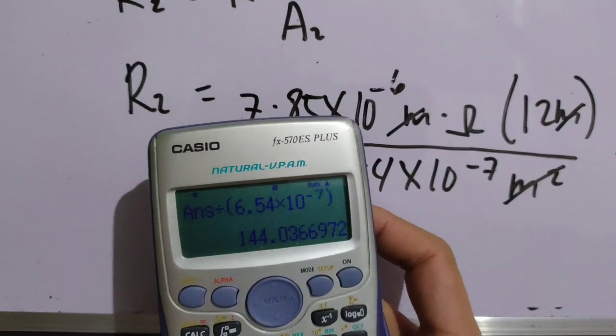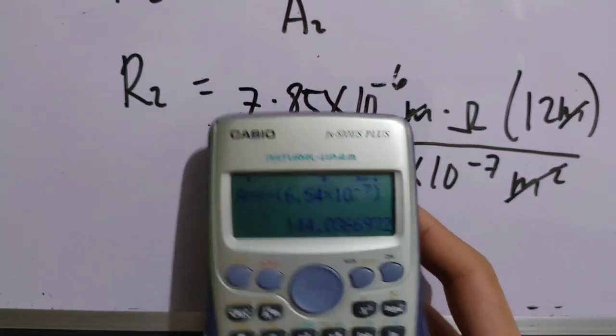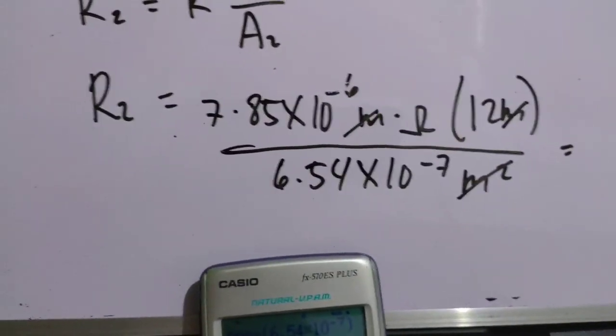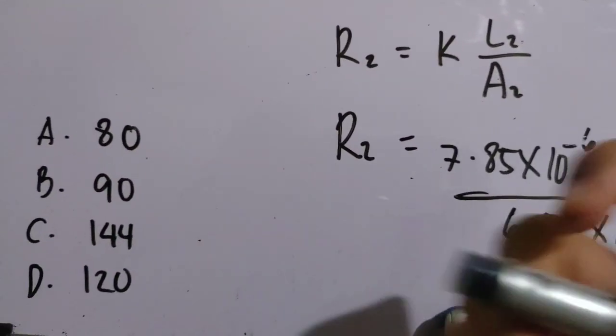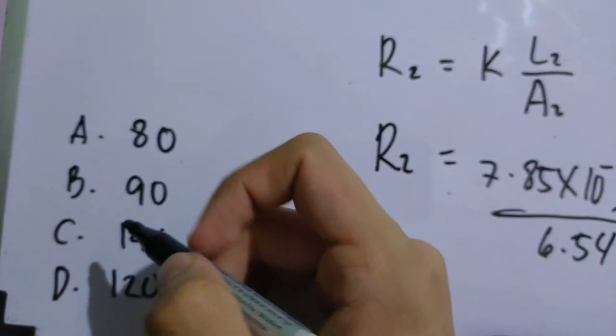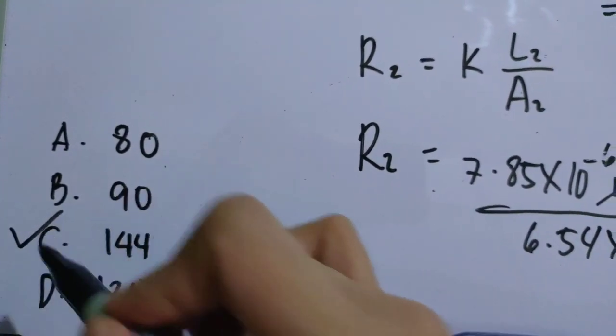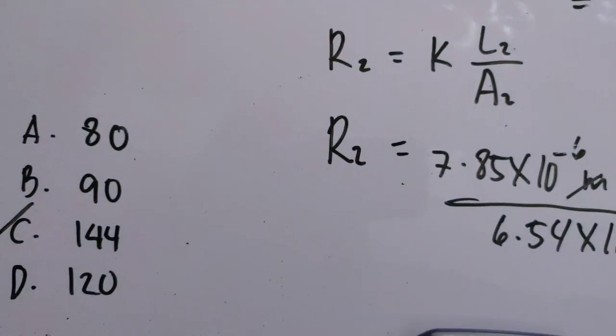So masasolve na natin yung resistance dun sa pangalawang condition. So ang tamang sagot dito ay 144.04. So dun sa choices, meron tayong 144. So letter C ang tamang sagot. 144 ohms.